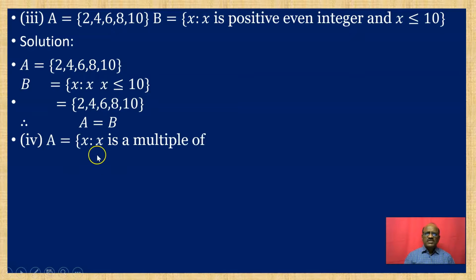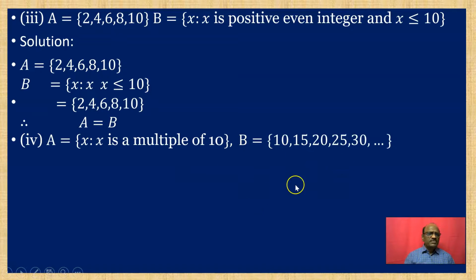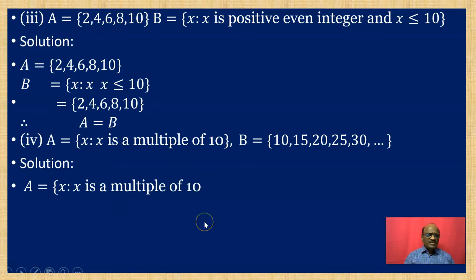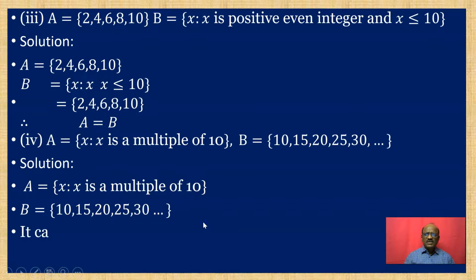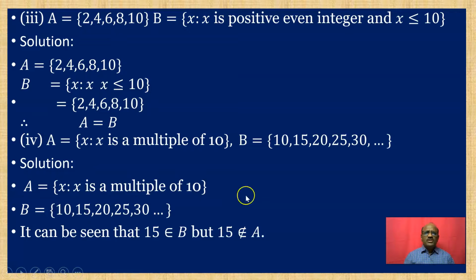A is equal to the set of X such that X is a multiple of 10 and B is 10, 15, 20, 25 and 30. Now, again these two sets are not equal. Here, X is such that X is a multiple of 10. Therefore, B has 10, 15, 20, 25, 30. It can be seen that 15 belongs to B and 15 does not belong to A. Again, these two sets are not equal.